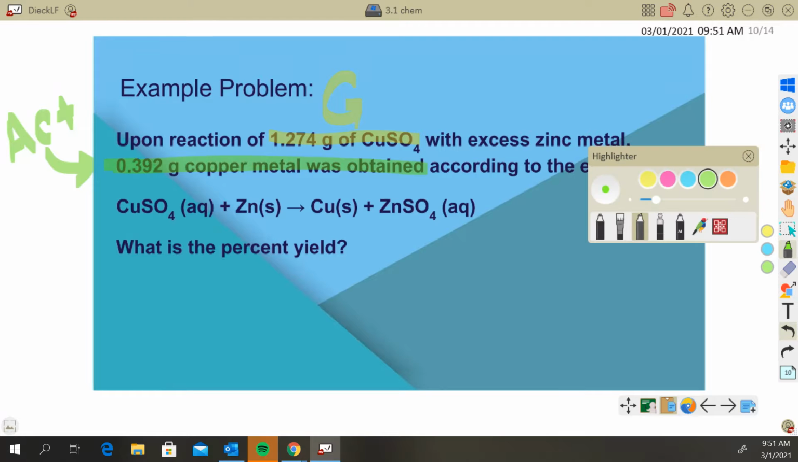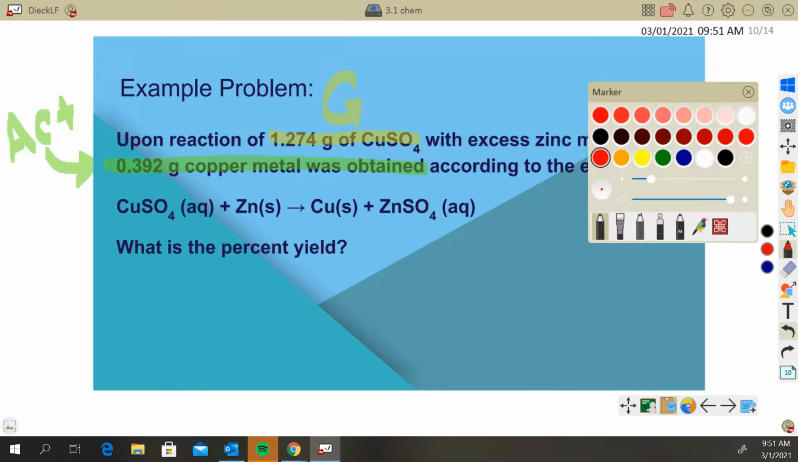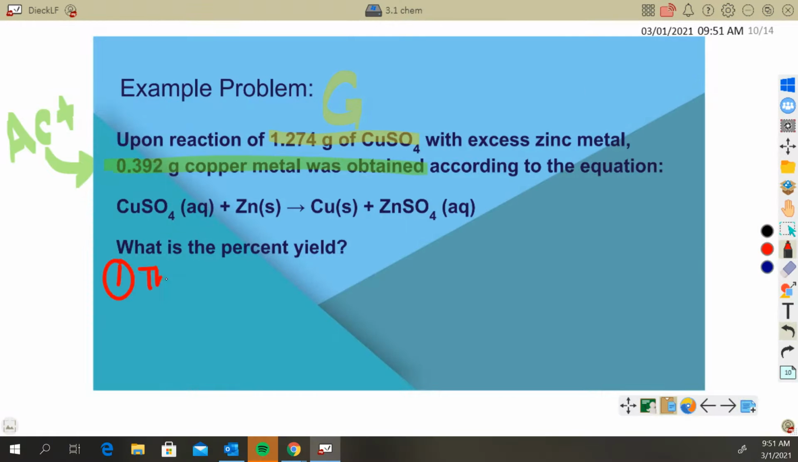So the first thing that we need to do is figure out our theoretical yield. So step one, we're going to do our theoretical yield. Then step two, we're going to do percent yield. Theoretical yield is easy. It's just stoichiometry. So we have our given. Our want is going to be grams of copper metal because that is the unit that our actual yield is in. Does that make sense? That I'm going to search for grams. Does that make sense? Because my actual yield has it in grams.